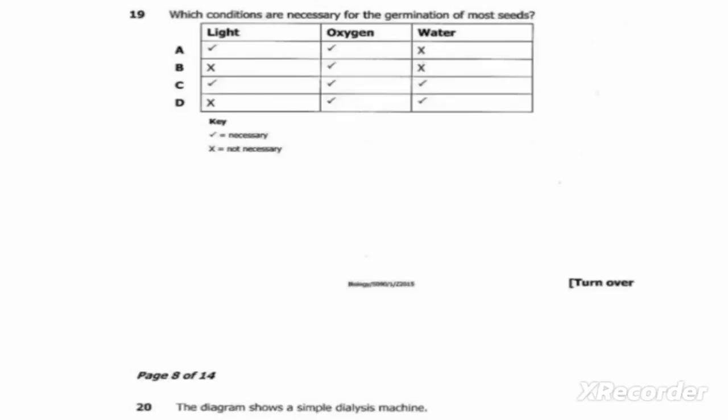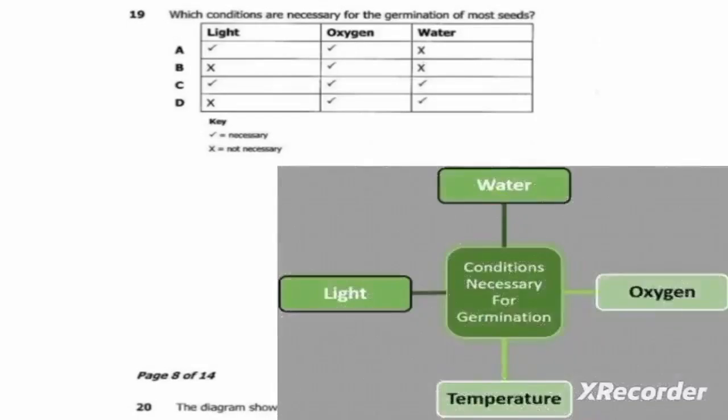Okay, we shift to question 19. The question reads, which conditions are necessary for germination of most seeds? So the first column we have light, oxygen, and water. Here are the conditions necessary for seed germination. We have water, oxygen, temperature, and light. So these are conditions necessary. So therefore, our correct answer is C.